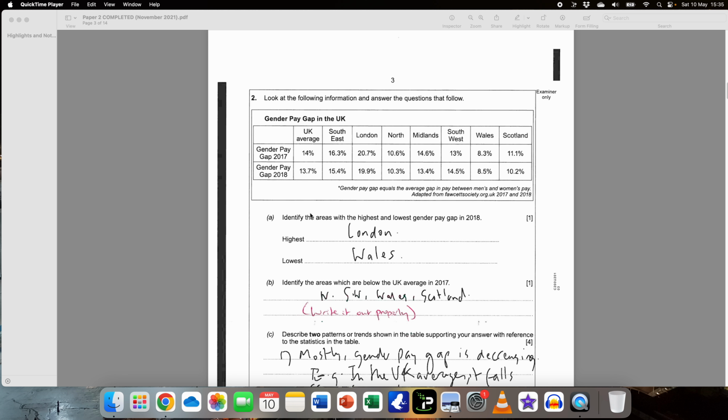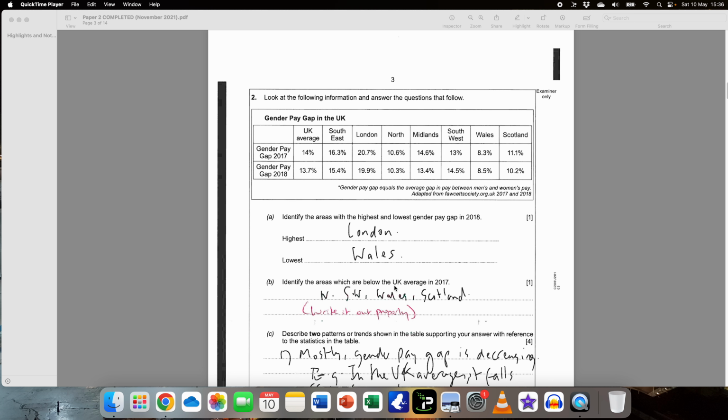First question. Identify the area with the highest and lowest gender pay gap in 2018. So looking at the table, the highest in 2018 was London. The lowest in 2018 was Wales. Put that down there.